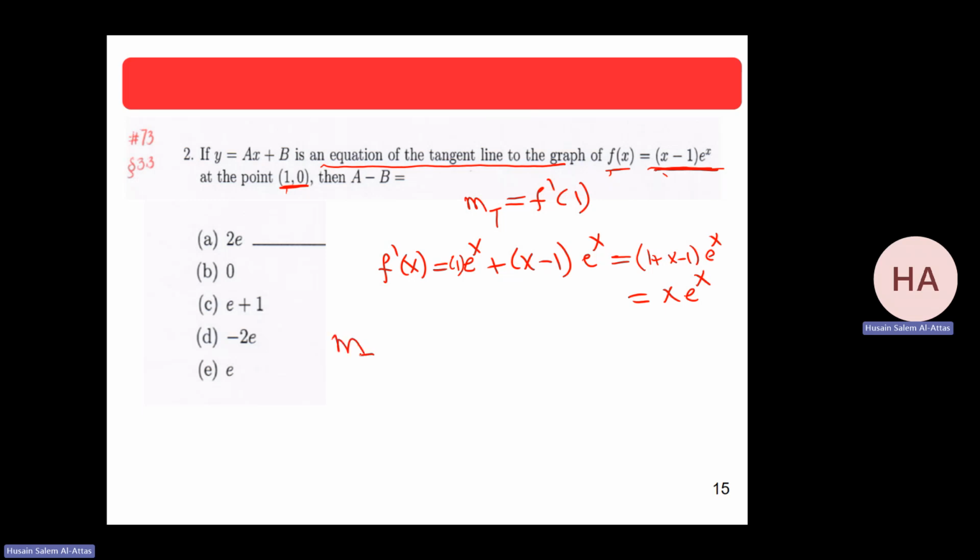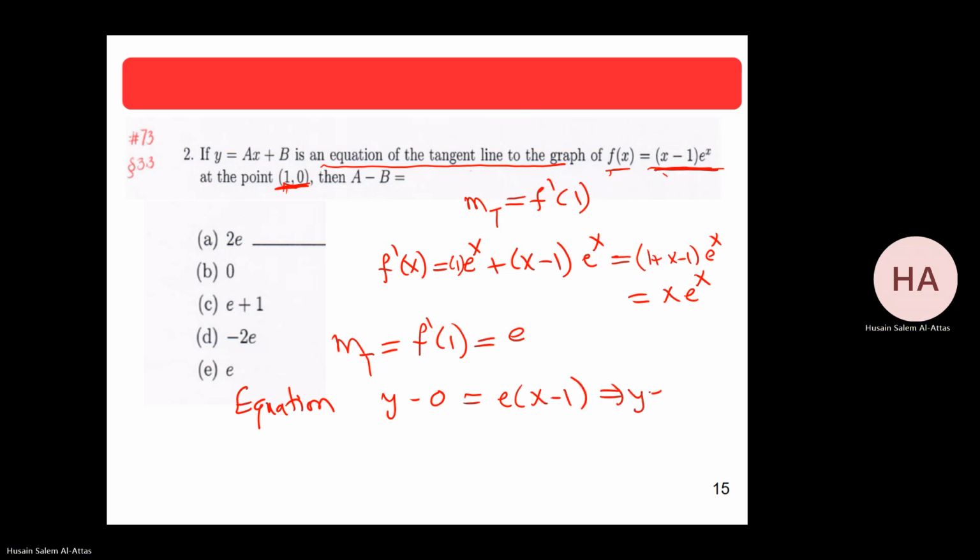So the slope of the tangent will be f prime at 1. That will be e. So the equation will be y minus 0, because I'm using this point, equals e times (x minus 1). So that implies y equals ex minus e.